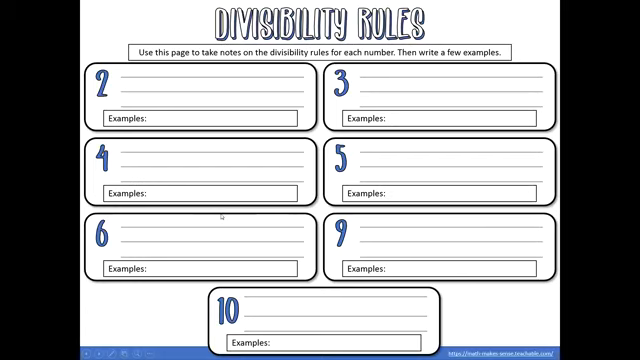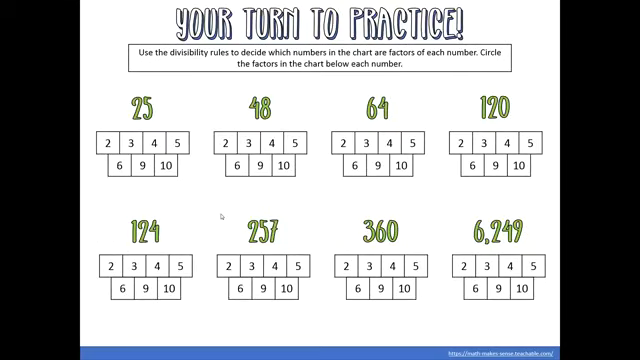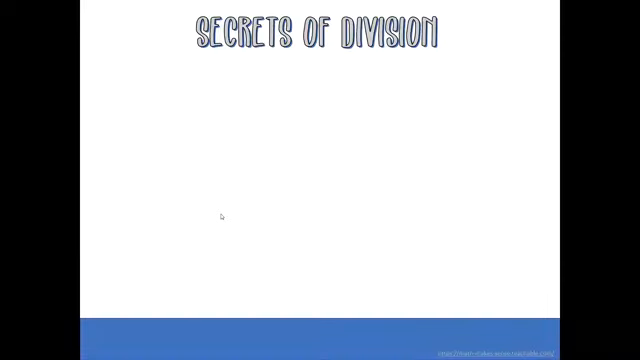Okay, so you should have this Divisibility Rules note-taking page. You can use it to take notes and give some examples as we go through. And then you'll have a practice sheet that you can use at the end. And I'm going to jump in here.